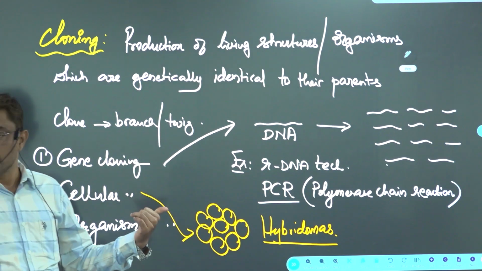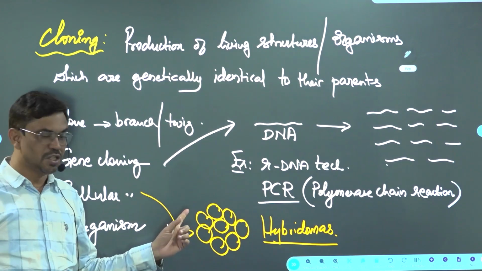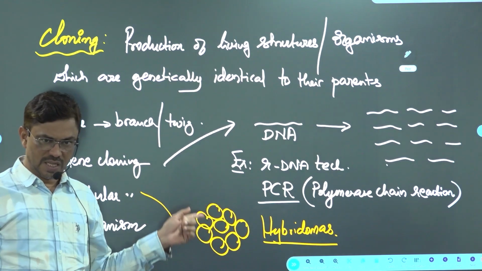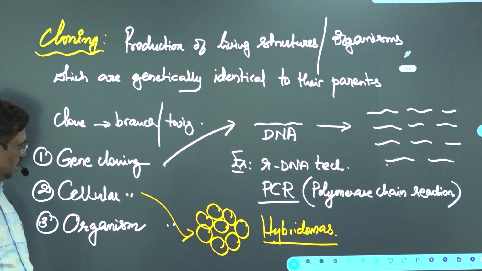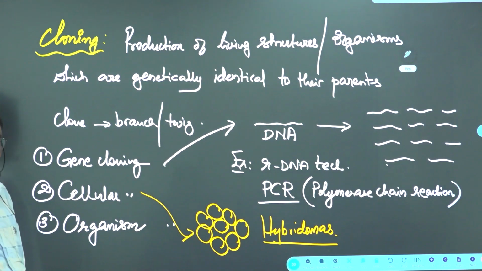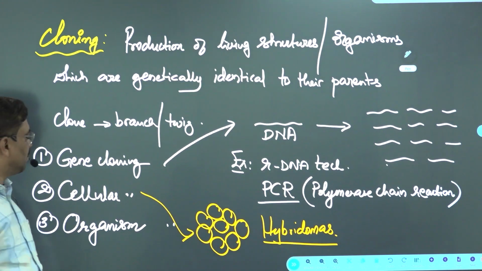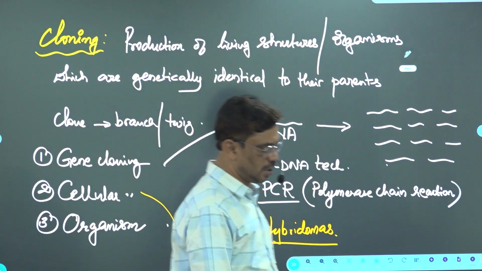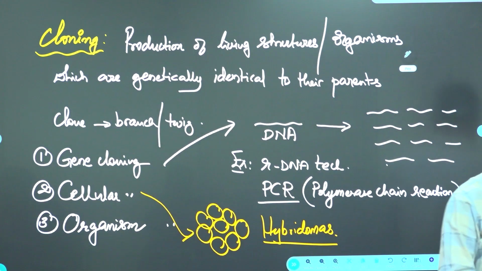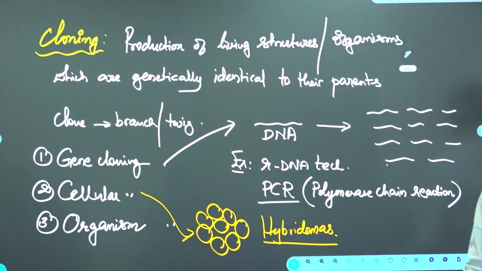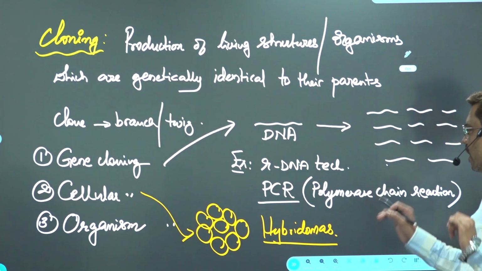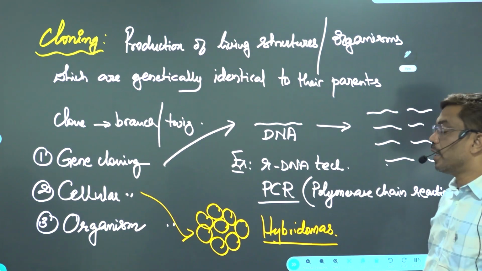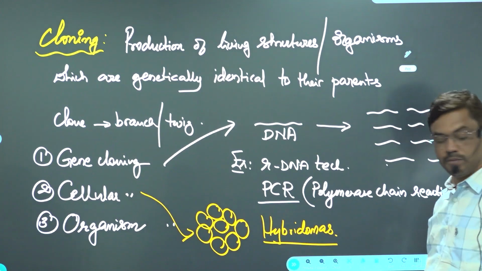Okay. So cell cloning means from a single cell, multiple copies of the cells are produced. This is called cellular cloning. Right? An example of this cellular cloning is hybridoma technology. By this hybridoma, we are able to produce similar types of cells. And next, let us see organism cloning.